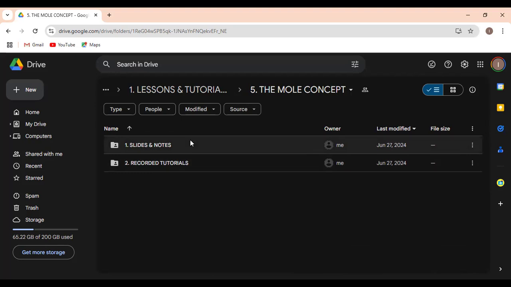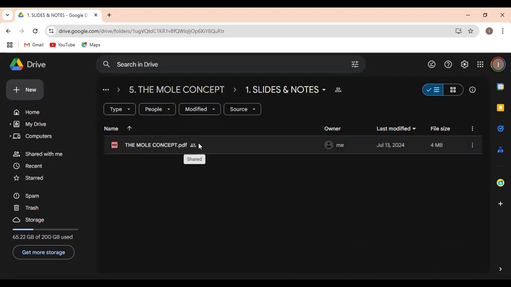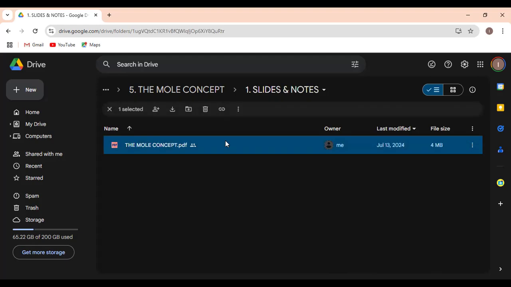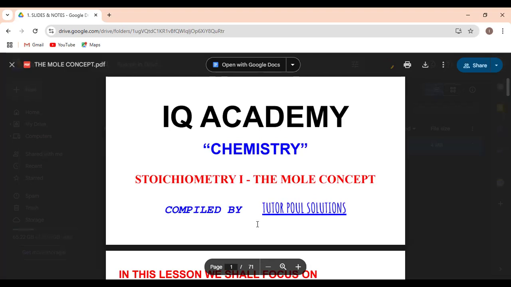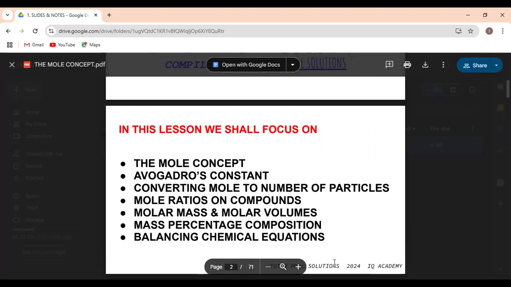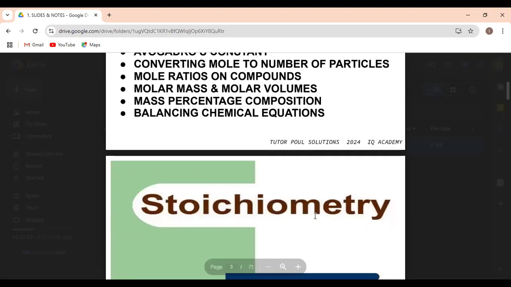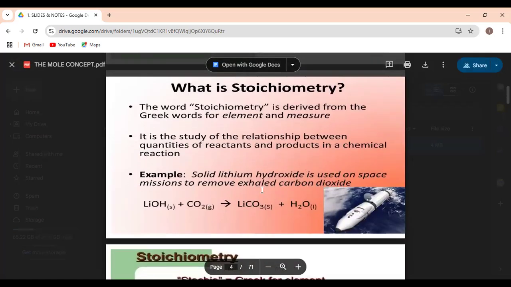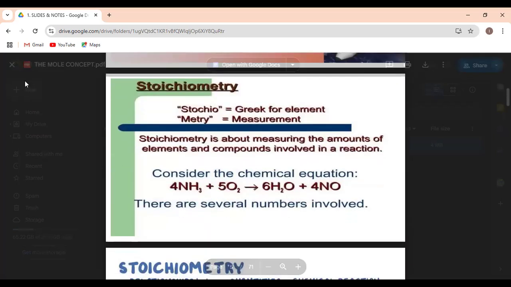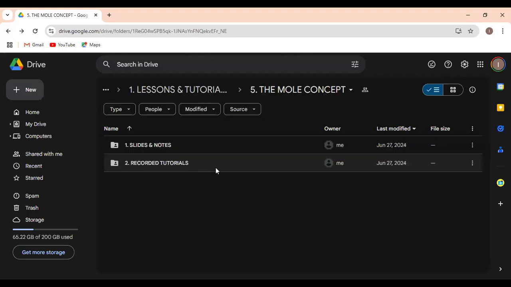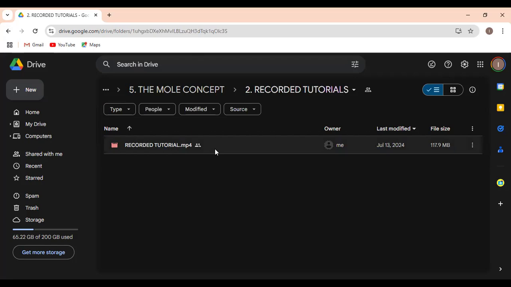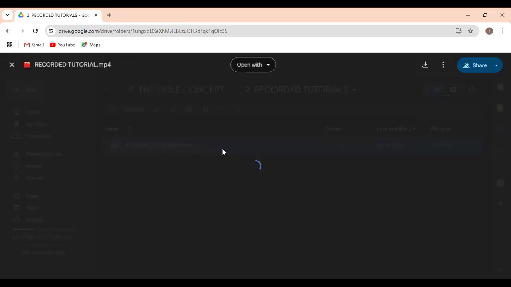If you go for the notes there, you'll find the mole concepts. You can click on them to open them. Some of them look like this. We have clearly stated the objectives of this lesson here. You can check out what is stoichiometry, whatever you want to do. Or if you want to watch the video, you can click on recorded tutorials there, then click on this video here, and start watching.